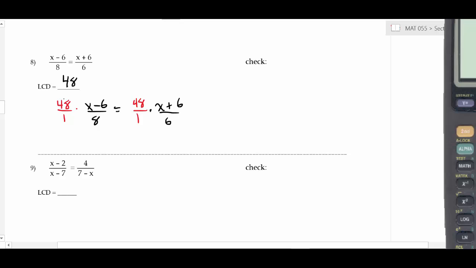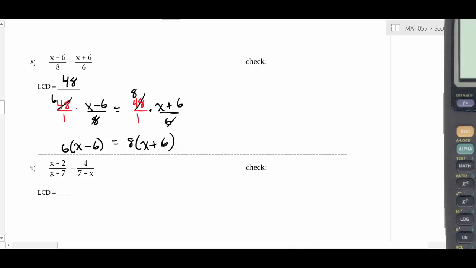Okay, so what you do is 48 over 8 is 6, so that would be 6 times x minus 6, and then you have 48 over 6 is 8, so that's 8 times x plus 6 like that. Now, the person who did 24, you ended up with probably 3 times x minus 6 and 4 times x plus 6. Same thing, okay?